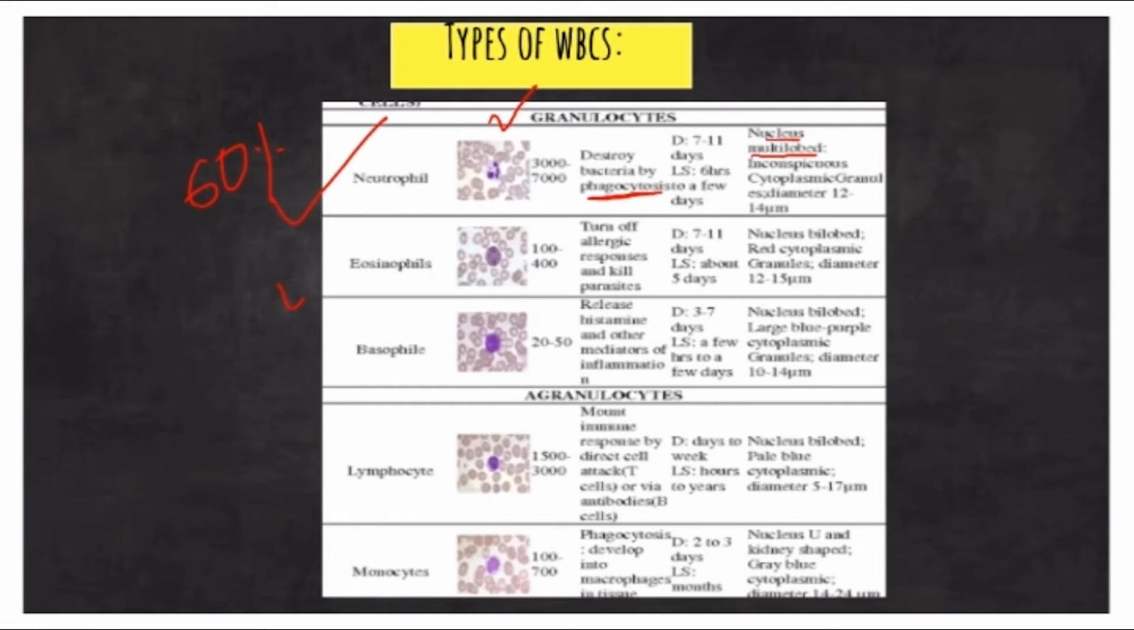The second granulocyte is the eosinophil, which comprises 3% of the total WBC. It has a bilobed nucleus and it helps in the killing of parasitic worms and controlling the allergic responses shown in the body. The third granulocyte is the basophil, which comprises 1% of the total WBCs present.